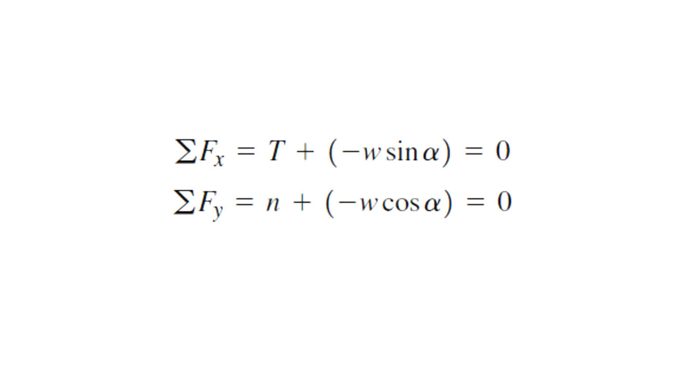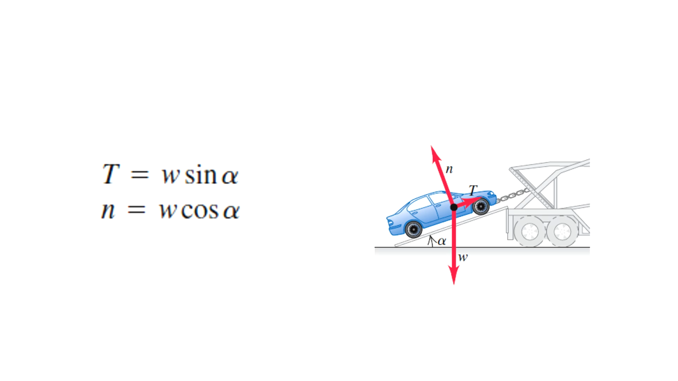Along the x direction, you can sum the forces to be T plus minus W sin alpha equals 0. The car is in equilibrium. The minus sign comes because W sin alpha acts along the negative x direction. Along the y direction, the normal force plus minus W cos alpha sums to 0. The minus sign comes because this acts along the negative y direction. Solving these equations, we get T equal to W sin alpha, which is asked in the question, and N equal to W cos alpha. So depending on this alpha, the tension and the normal force experienced by this car will change.